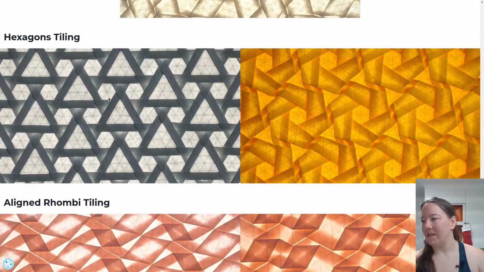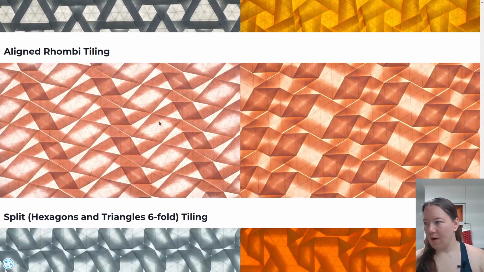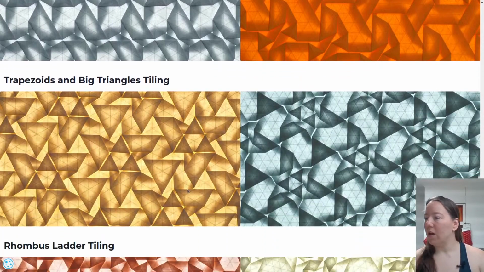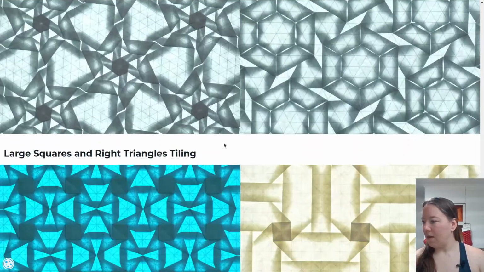Hexagons tiling is in there. This pattern, Bubbles, is the one taught in the workshop. Likewise, aligned rhombi, we've got strict alternation, and we've got alternation with extra spacing. So these are things that are coming out of these workshops. Split hexagons triangle 6-fold also is the tiling in Tessellations by Tiles. This one, not so much. Or that one, or that one.